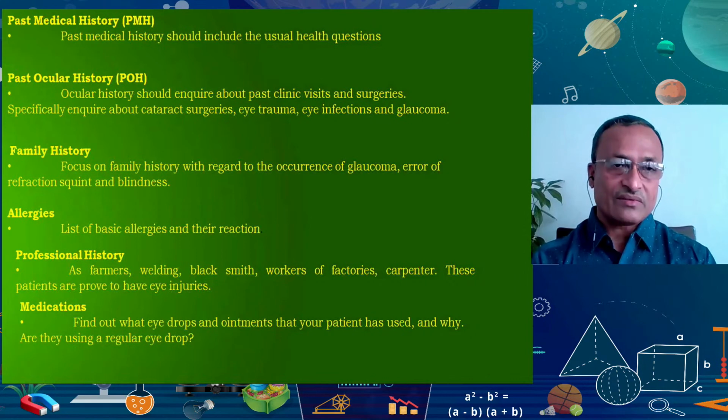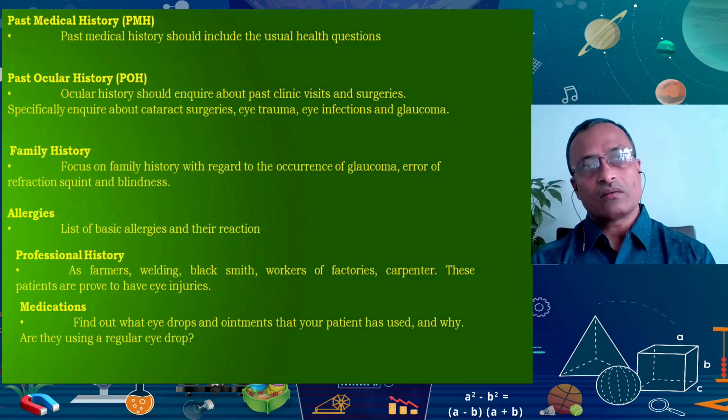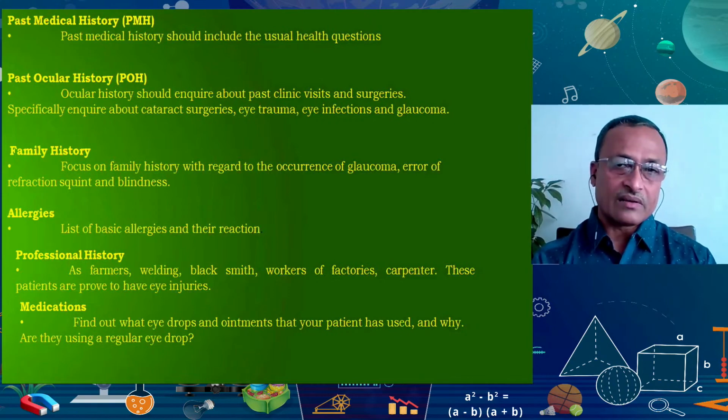Then the family history, where the focus would be on the occurrence of glaucoma, whether the patient has diabetes, whether other family members have any diabetes-like disease in the family, and whether he has any blindness-related problem. Then allergies: a lot of basic allergies are there, maybe due to medicine or some environmental or atmospheric condition.